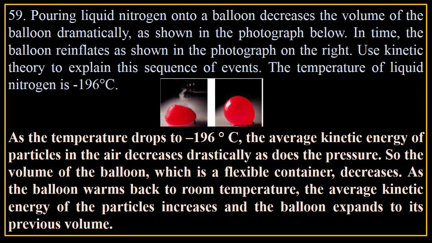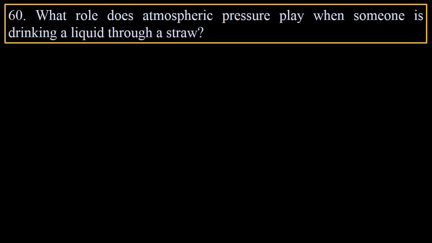As the temperature drops to negative 196, the average kinetic energy of particles in the air decreases drastically, as does the pressure. So the volume of the balloon, which is a flexible container, decreases. As the balloon warms back to room temperature, the average kinetic energy of the particles increases and the balloon expands to its previous volume. It's essentially temperature and volume, isn't it? Charles's Law.